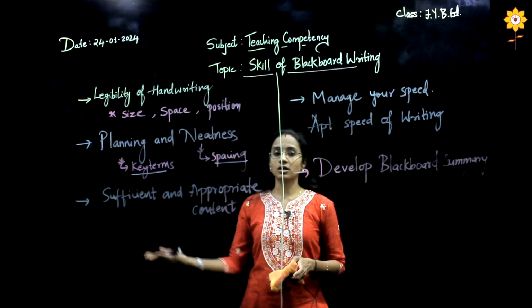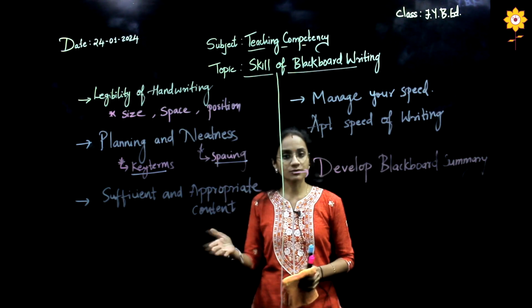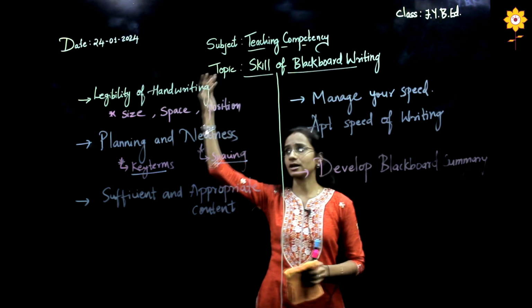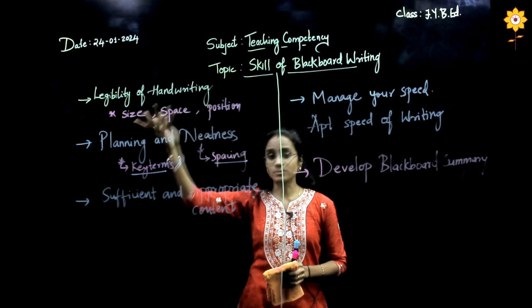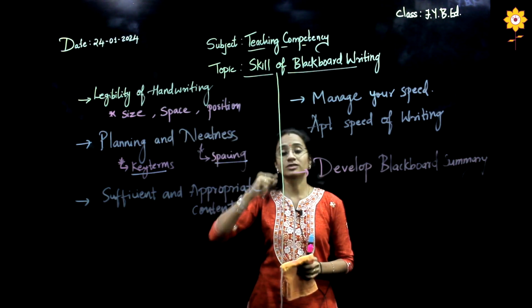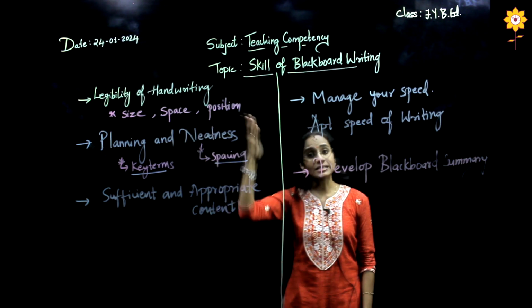So now when you look here, you understand what are the things that we were talking about since last few minutes, right? So we discussed about the skill of Blackboard writing, where I told you you should have legibility of your handwriting. Your handwriting should be legible, clear, so that students understand what you write. Then we discussed about planning and neatness.